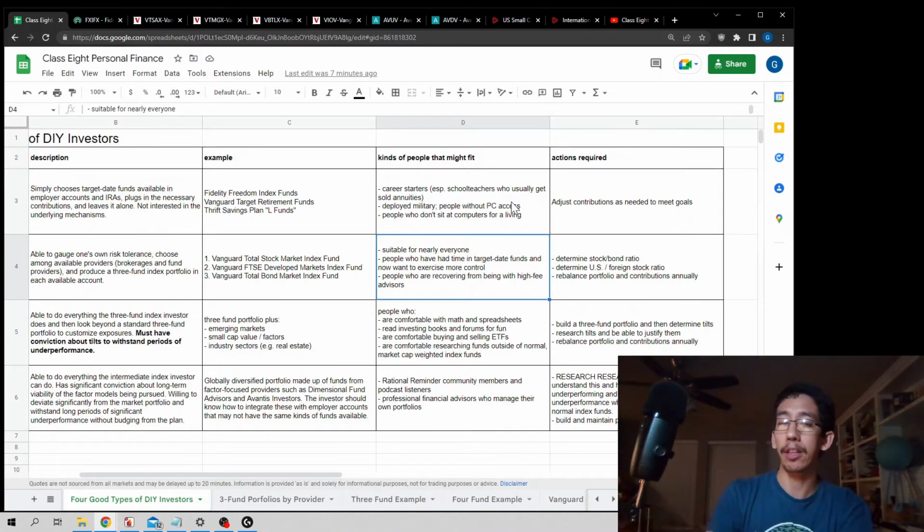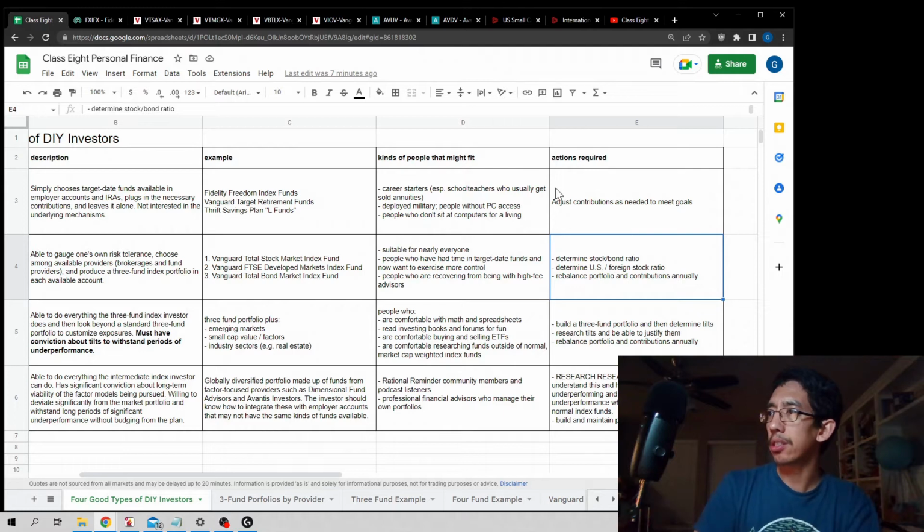like what I was talking about, with actually the Vanguard Star Fund is where I started with Vanguard. I moved on to a target retirement fund once I hit $3,000 in it. And then once I was able to hit those minimums, I was able to get into more of a three fund portfolio approach. Actions required: you're going to have to determine a stock bond ratio, US to foreign stock ratio, and rebalance. Let's talk about those first two right now.